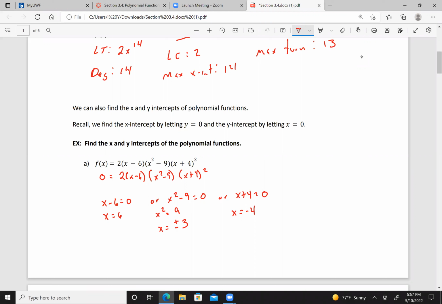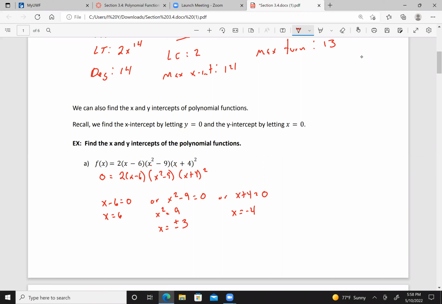Now, if you look here, if we multiply all this out, we would have a 5th degree polynomial. So we're okay. We have 4 x-intercepts. We could have a 5th one, but we do not.